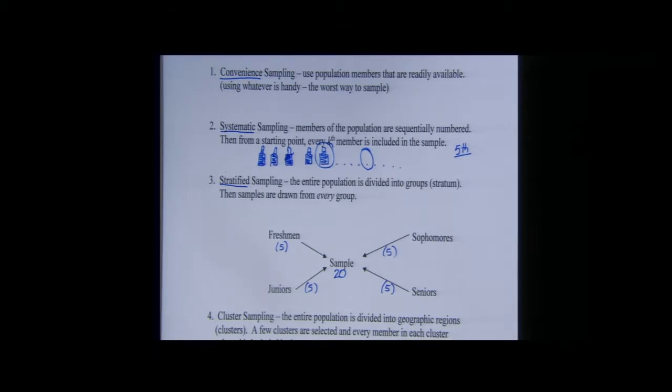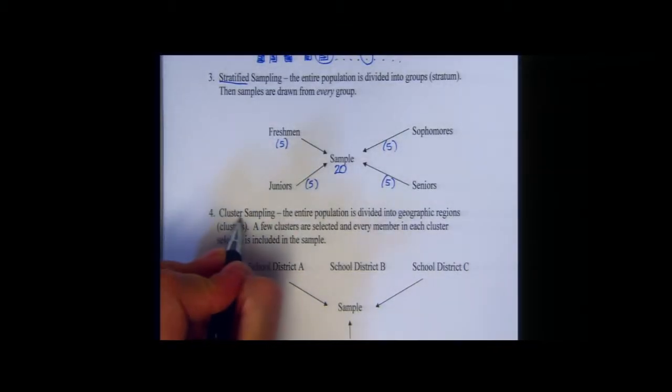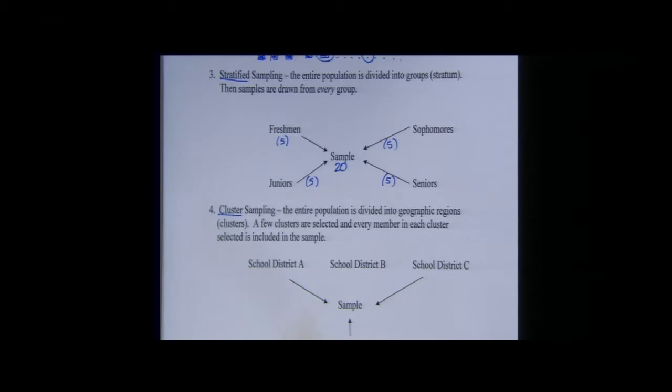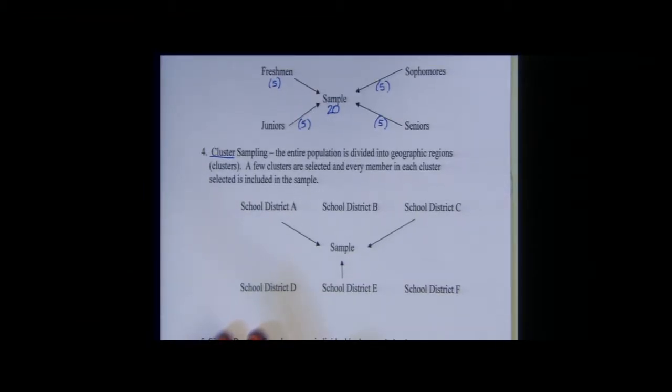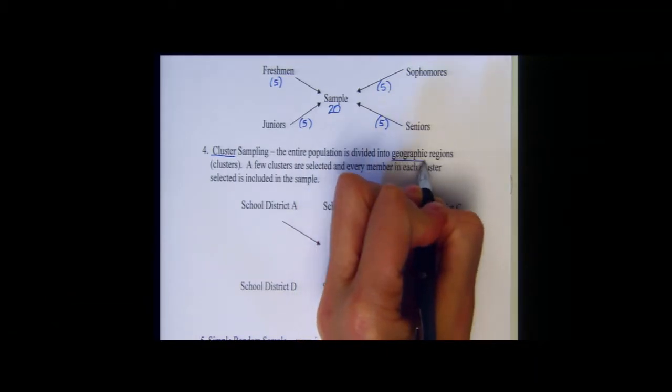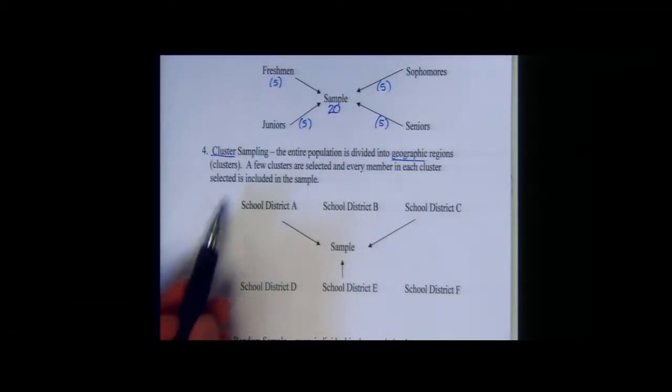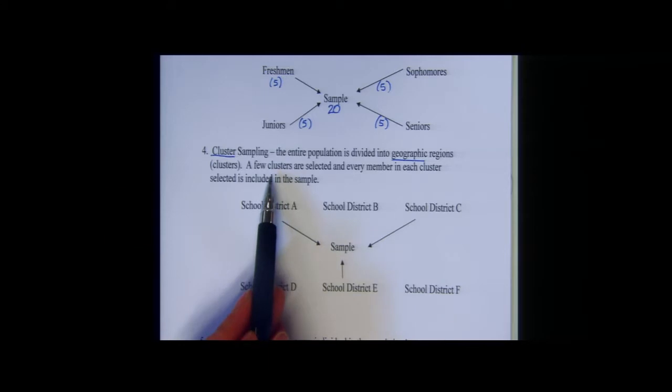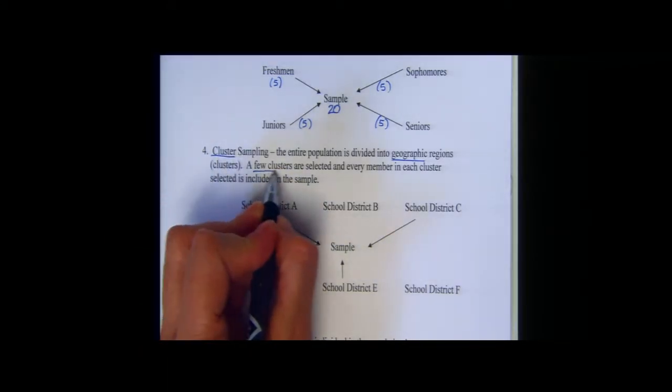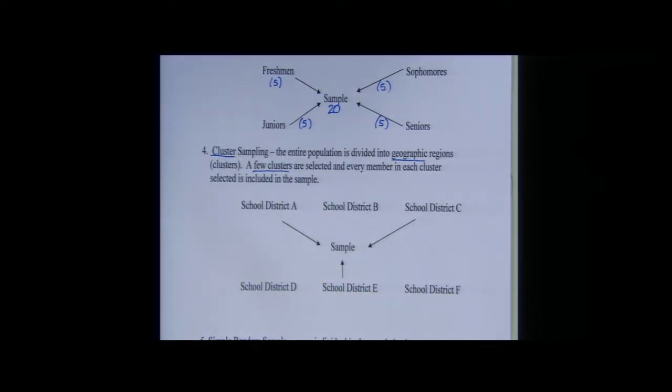That is stratified. Then we have what is called cluster, and this is when the entire population is divided into geographic regions. These are known as clusters. A few clusters are selected, and every member of each cluster is included in the sample.